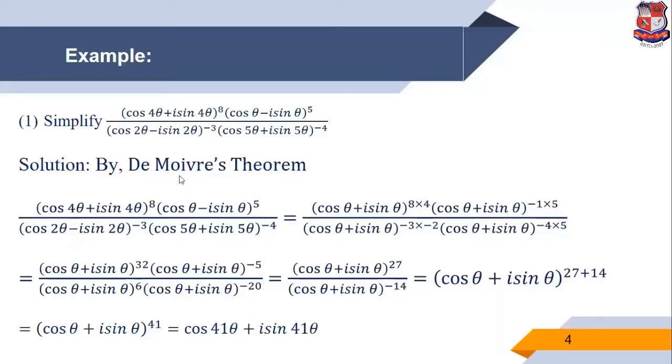So if any example is given in any random form, we use De Moivre's theorem and convert it into a simple form.